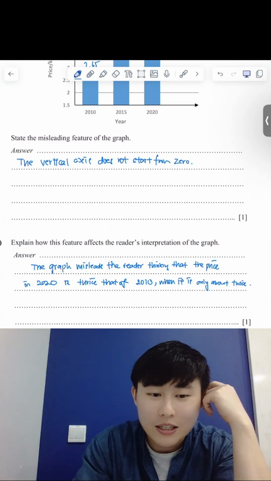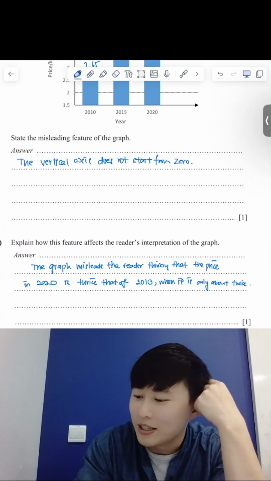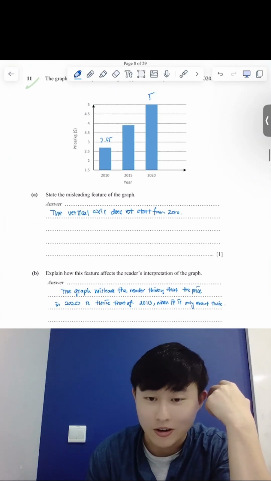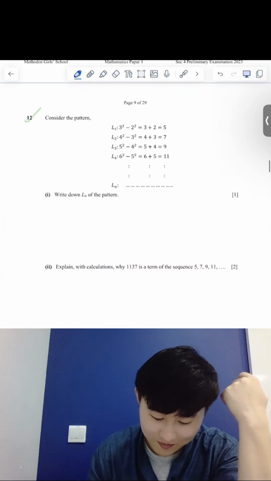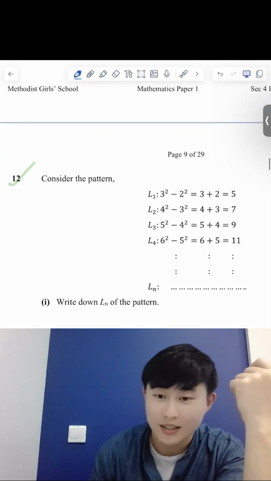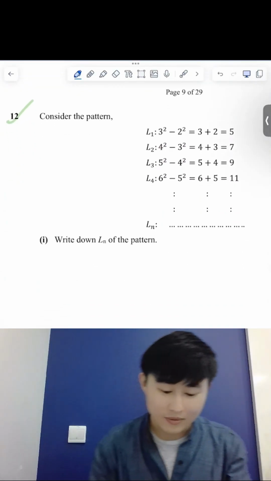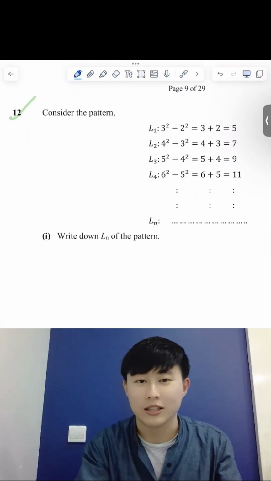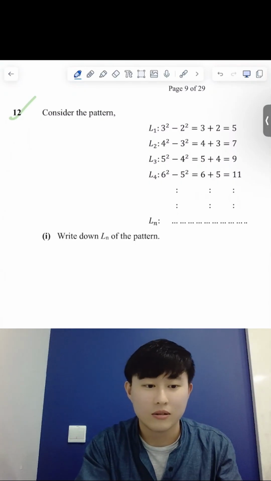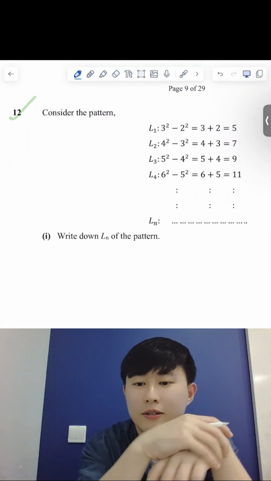Okay, let's move on to the next question. I'm quite excited for the next question, not because I like this topic, it's because it is a tough question. Number patterns. I'll give you all some chance to participate. What is going on here?